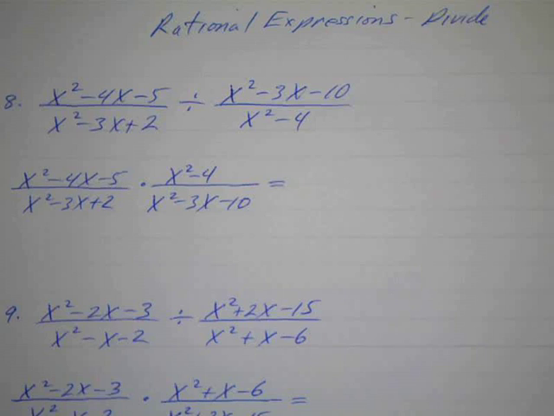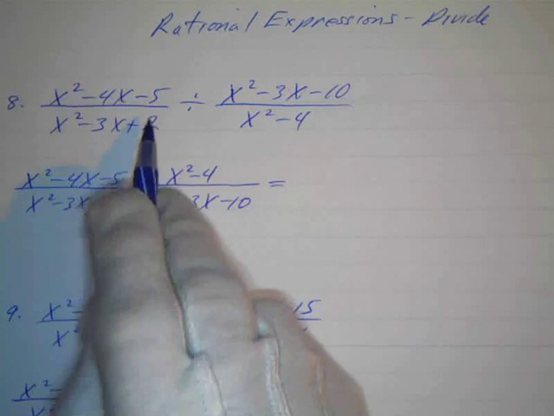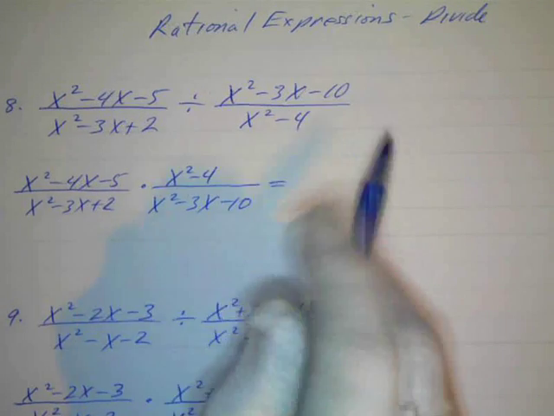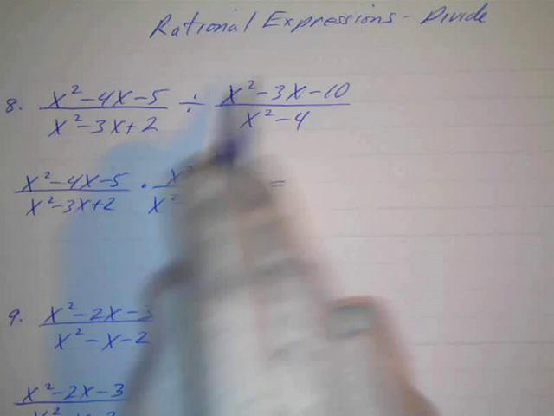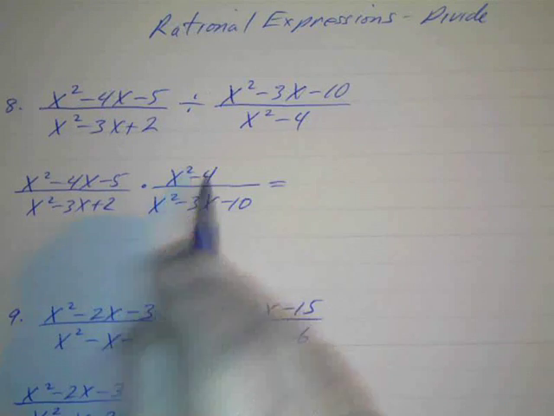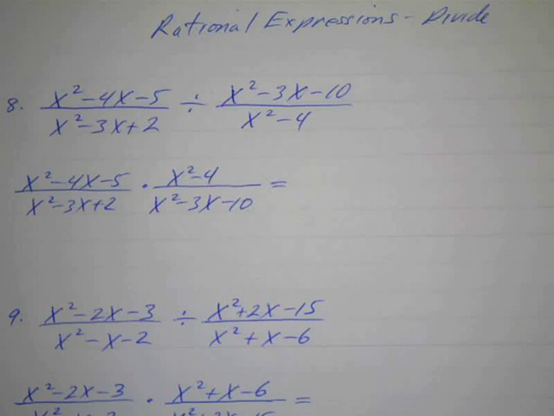probably fairly complicated. So if we've got this fraction divided by this fraction, this would be the dividend, and this would be the divisor. Then what we would do is we invert the divisor. Invert and multiply. We flip it, and it accomplishes the same thing.